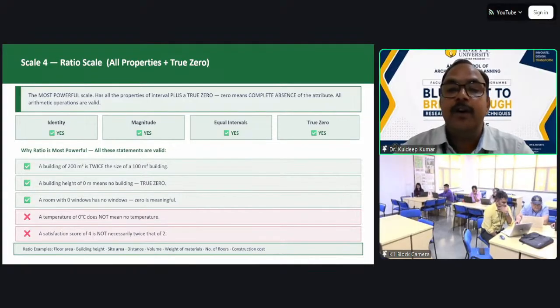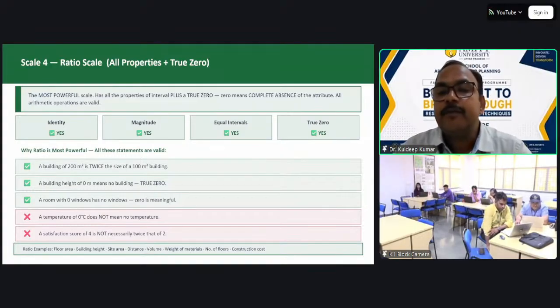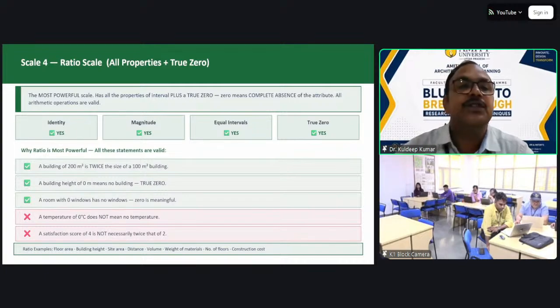Now, examples of the ratio scale in the context of architecture: floor area is measured in square meters, building height in meters, volume in cubic meters. So it is more about the units which we are using. Weight of structural material in kilograms, number of floors. So typically, almost all physical measurements in architecture are on the ratio scale.